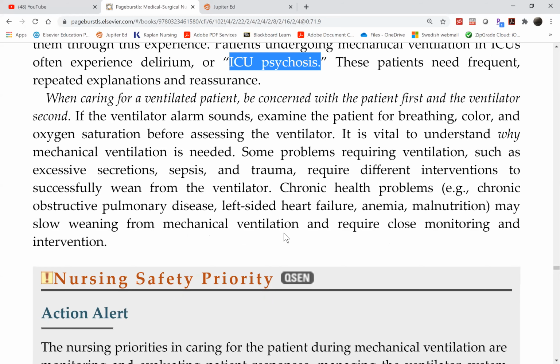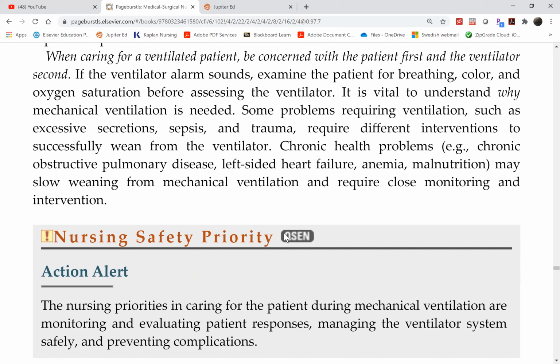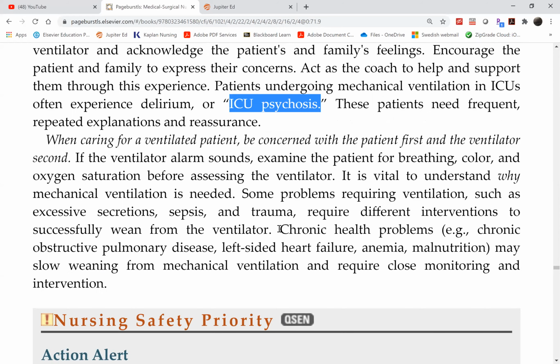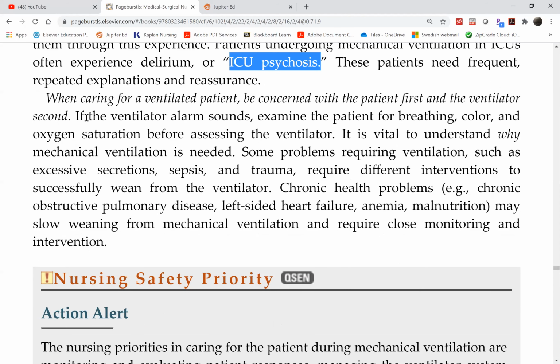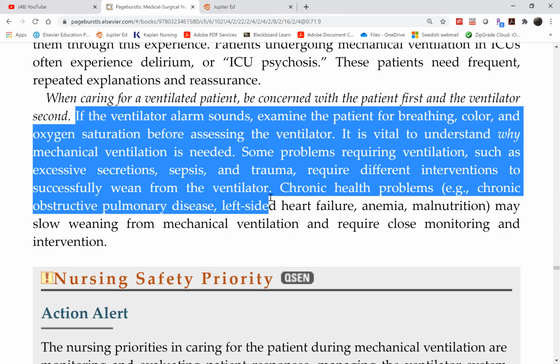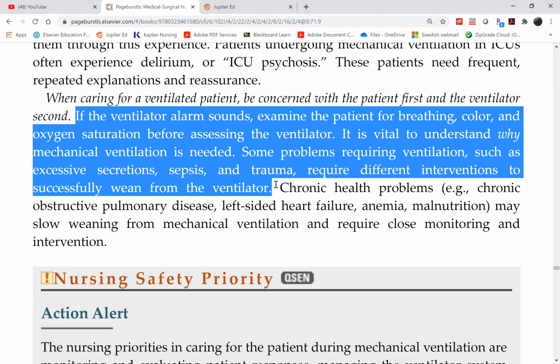As far as alarms go, we only have 2 alarms. We'll do high pressure and low pressure alarm. Again, there are several other alarms, but we'll only test high and low pressure alarms. So for your assessments, of course, you have to assess the patient as a whole, right? Not just respiratory function, but cardiovascular, their skin, any other body system.